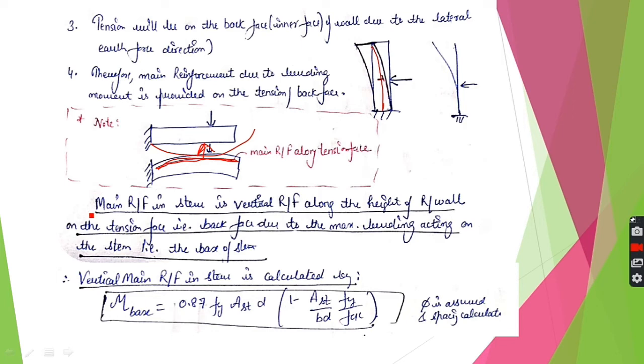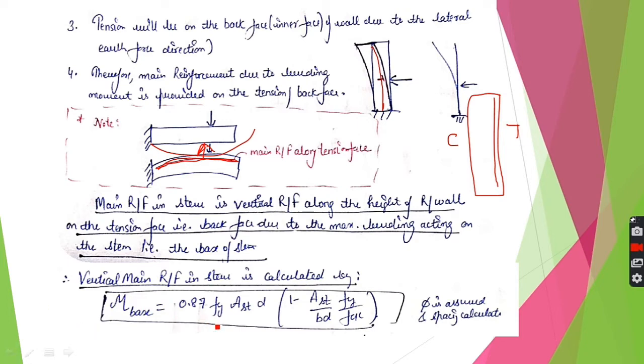So if anyone asks you what is the main reinforcement in the stem of retaining wall, it is the vertical reinforcement acting on the inner side or the back side of your wall, not the front side, because this is the tension face and this is the compression face. So this is the main reinforcement and it is calculated from this formula.